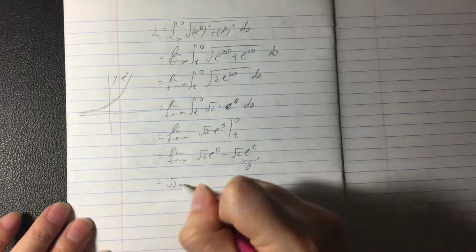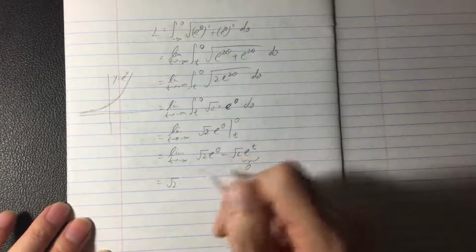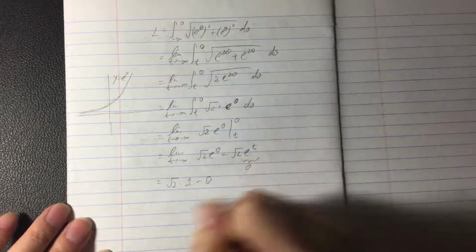So we have the square root of 2 times e to the power 0, which is 1, minus 0, which gives the square root of 2. So that's the length of the arc.